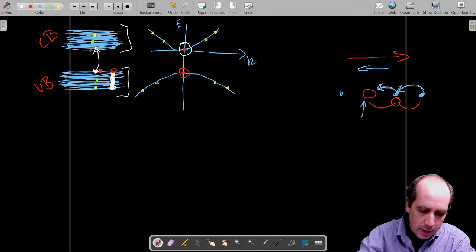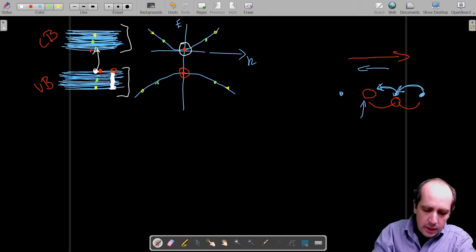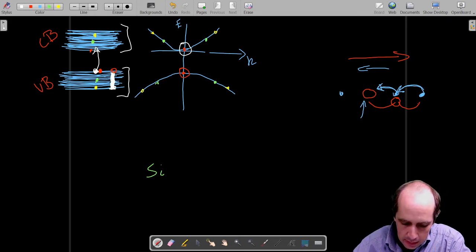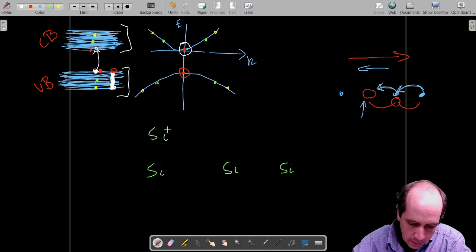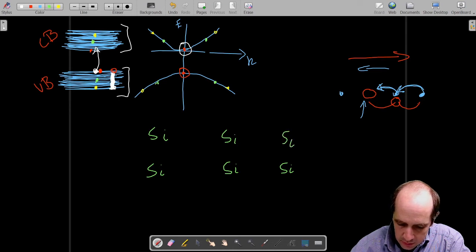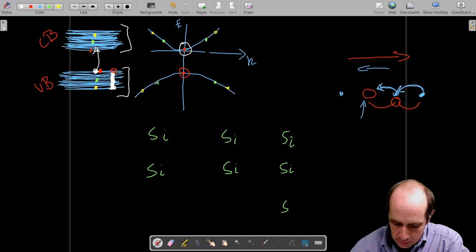Let's think of silicon. So silicon, as any solid, will form a lattice. So it's repeatable in space. What I'm drawing there is the position of the silicon nuclei, and not just the nuclei, but let's say the atoms.